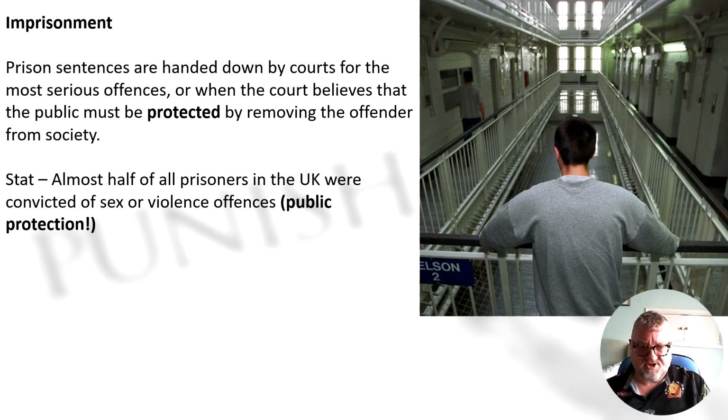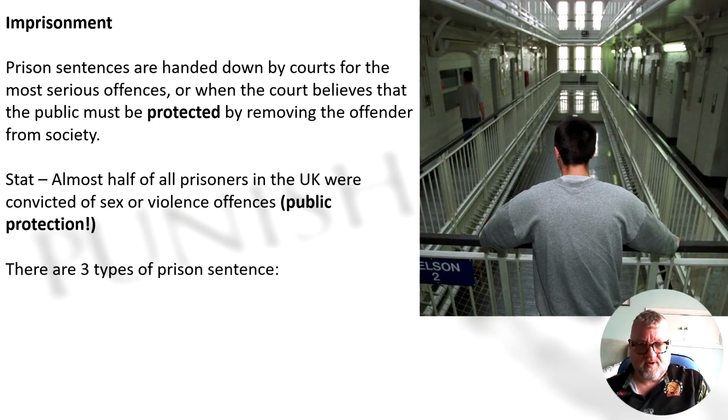So here's an interesting stat. Almost half of all the prisoners in the UK have been convicted of sex or violent offences. So that's the sentence, that's the form of punishment. So what aim of punishment does that reflect? Well, it reflects the aim of public protection, because these are dangerous people. They need to be locked up to protect the public from their crimes. So imprisonment particularly acts as a form of public protection.